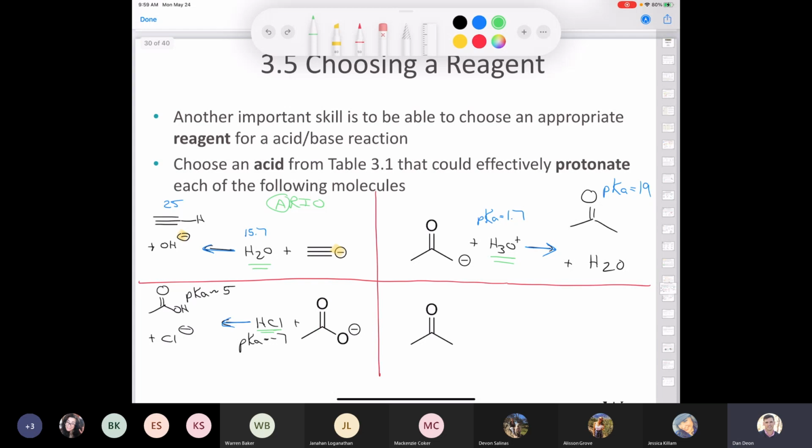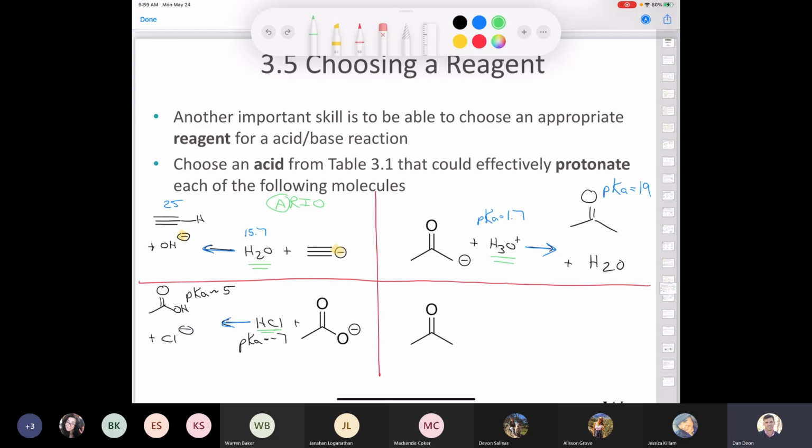Could we use ARIO? Absolutely. Remember, it would be a little tougher here in this case because chlorine is less electronegative than oxygen, but chlorine is in the third period. So since it's actually significantly bigger than the oxygen, it's going to be better at stabilizing that negative charge like that.